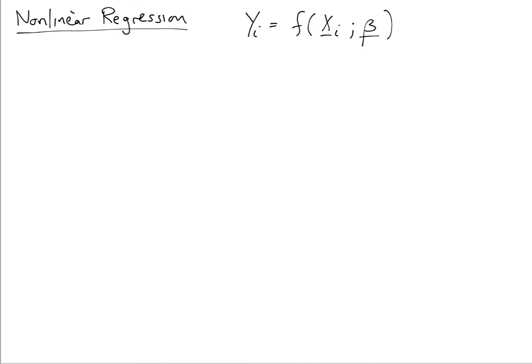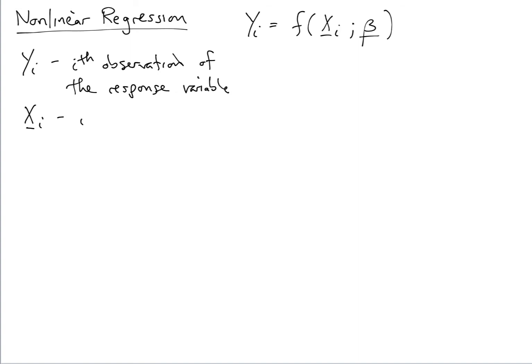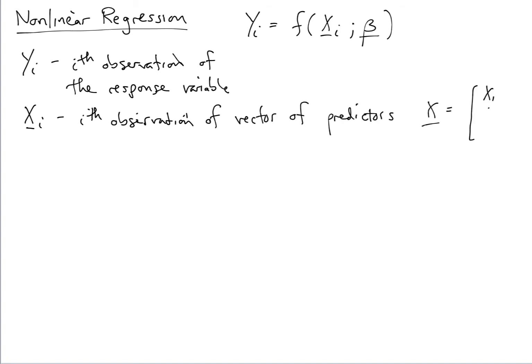In this lecture, we will be studying the concept of nonlinear regression. So a nonlinear regression can be written in this general fashion here, where, as in the linear case, y sub i is the ith observation of the response variable, x sub i is a vector, the ith observation of our vector of predictors, and so we can think of it as this vector with p entries, x1 through xp, which are our predictor variables, and then beta is the unknown parameter vector.